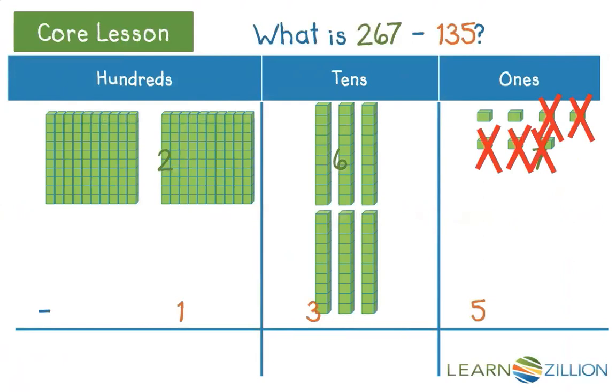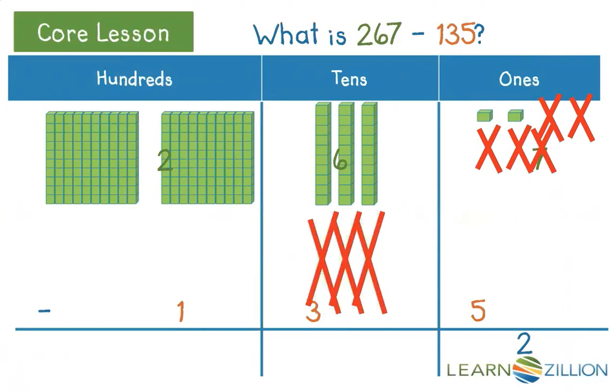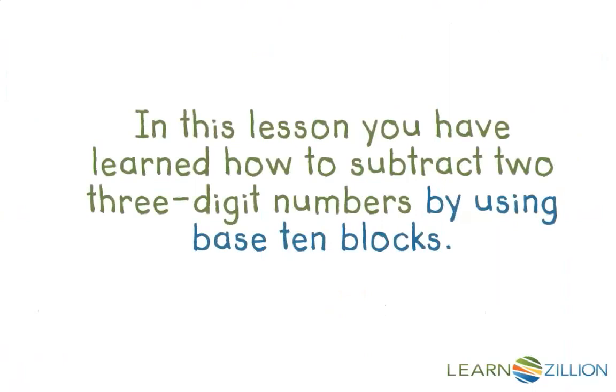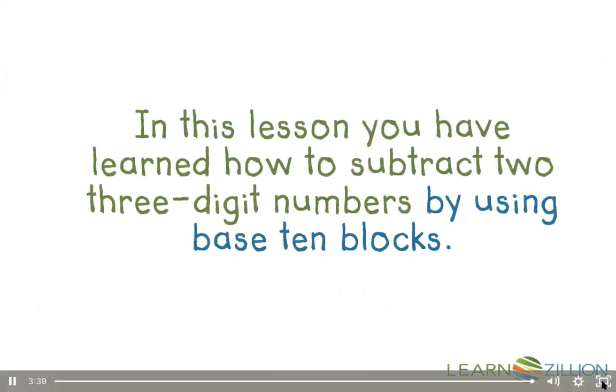So here I'm taking away 5 ones and I'm left with 2 ones. I'm taking away 3 tens and I'm left with 3 tens. And I'm taking away 100 and I'm left with 100. So 267 minus 135 equals 132. In this lesson, you have learned how to subtract 2 3-digit numbers by using base 10 blocks.